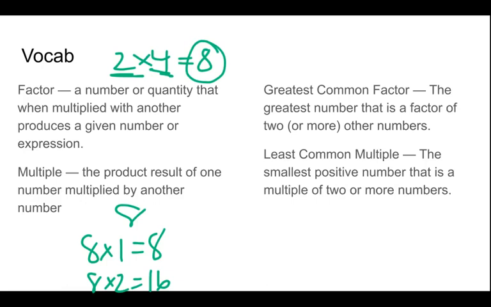Now, we can look at something called greatest common factor, which is the greatest number that is a factor of 2 or more other numbers. And least common multiple is the smallest positive number that is a multiple of 2 or more numbers. Okay.